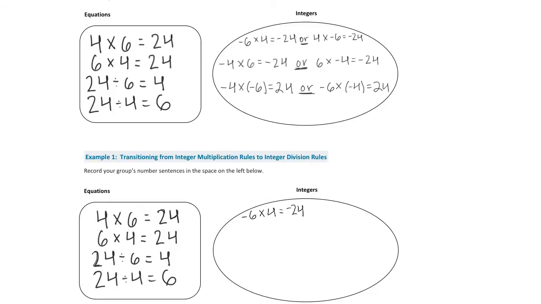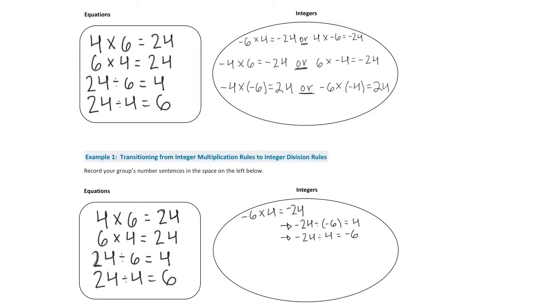Now we're going to write the rules for division for this. So the first one we are going to have is negative 24 divided by negative 6 equals 4. The other way to write this is negative 24 divided by 4 equals negative 6.